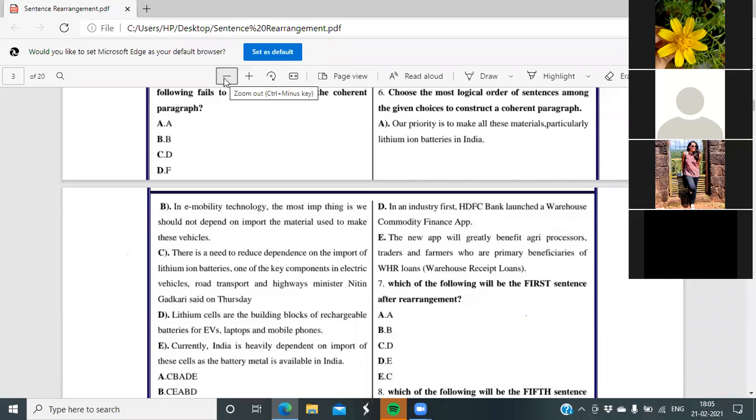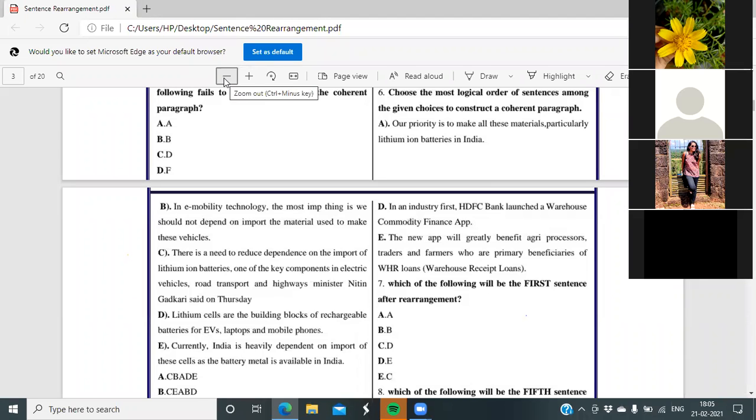Choose the most logical order of the sentences among the given choices to construct a coherent paragraph. Now, again, please read it carefully. Our priority is to make all these materials, particularly lithium-ion batteries, in India. In e-mobility technology, the most important thing is we should not depend on import of the material used to make these vehicles. There is a need to reduce the dependence on the import of lithium-ion batteries, one of the key components in electrical vehicles, road transport and highways, Minister Nitin Gadkari said on Thursday.